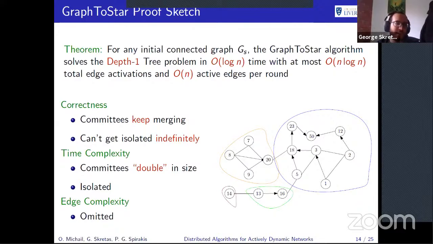Now for the edge complexity, unfortunately, I'm going to omit it because I don't have time. The argument basically says that by definition, the algorithm activates one edge per node per round and deactivates one edge. So that's how we calculate the edge complexity.